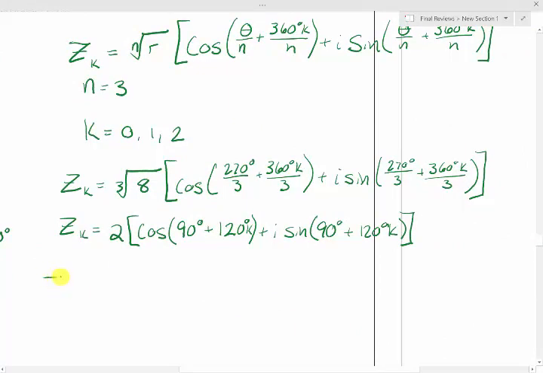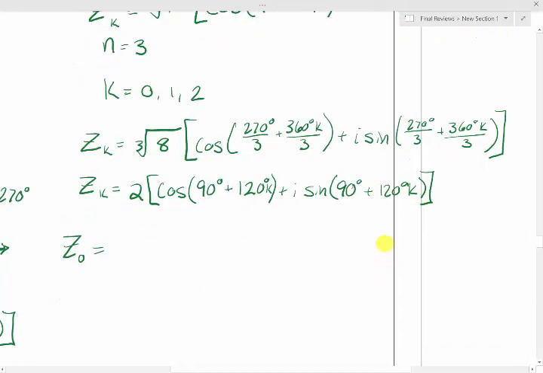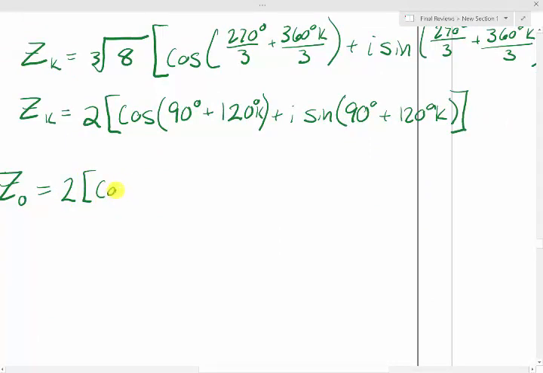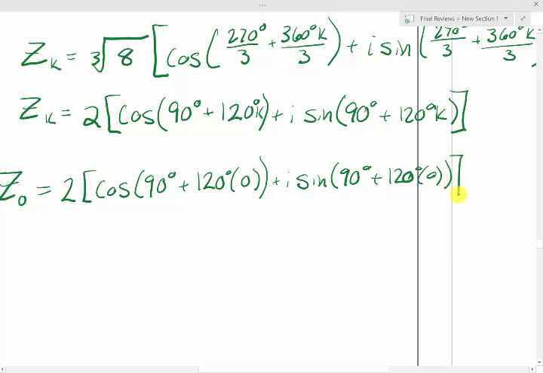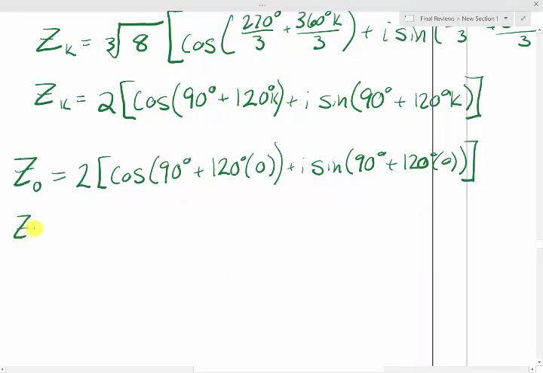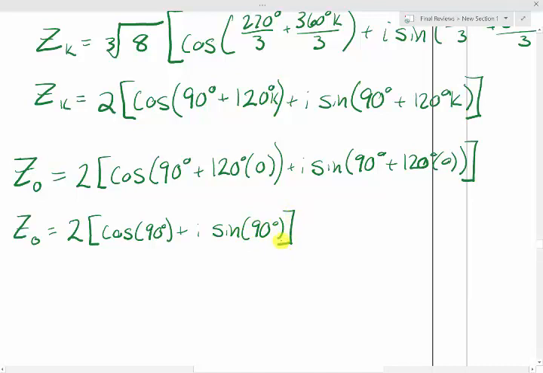So let's find z sub 0. So everywhere I have a k in my problem, I'm going to replace that with 0. So I have 2 times the cosine of 90 degrees plus 120 degrees times 0 plus i sine of the same thing. Well, 120 degrees times 0 is just 0. And 90 degrees plus 0 is 90. So it's going to be 2 times the cosine of 90 degrees plus i sine of 90 degrees. And we're going to leave it right there.